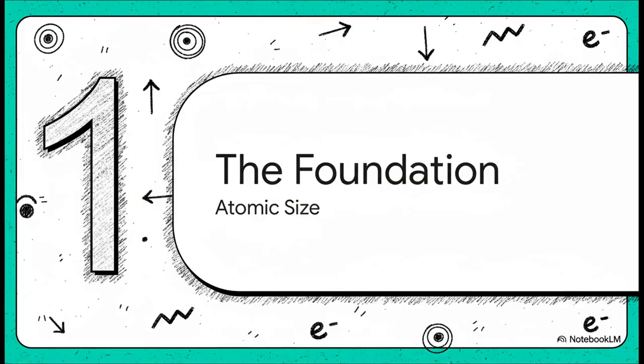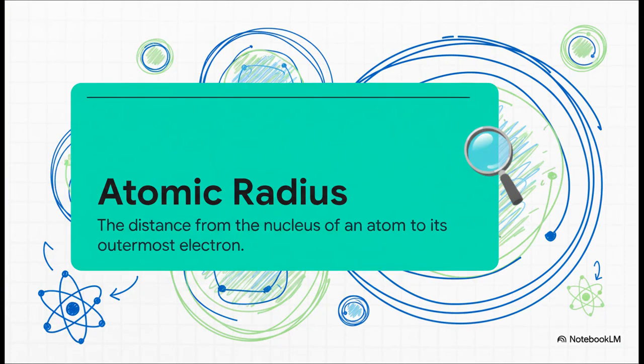All right, first up, let's talk about atomic size. Seriously, this one simple idea is the bedrock for everything else we're about to get into. So, how in the world do you measure something you can't even see? Well, we use something called the atomic radius. It's basically the distance from the very center of the atom, the nucleus, all the way out to its most distant electron. You can almost think of it like the atom's wingspan.